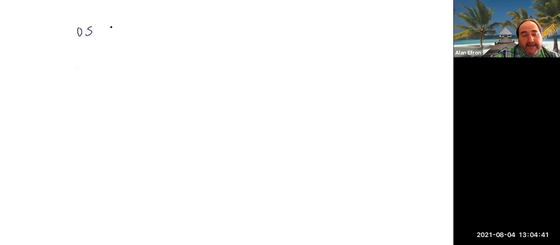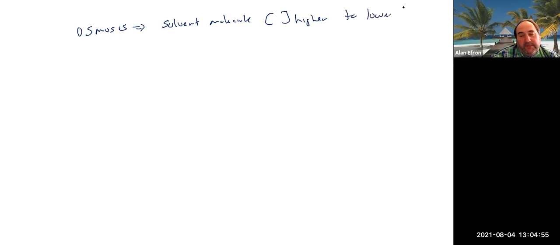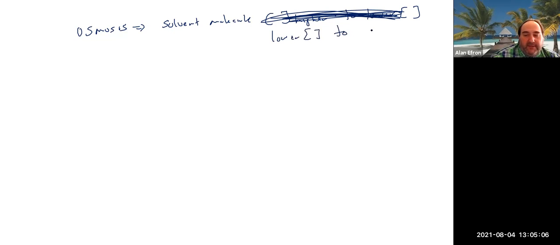We also talked about osmosis. Osmosis is the process where solvent molecules go from a lower concentration to a higher concentration. Actually, I just did that backwards. Let me say that one more time correctly. It goes from lower concentration to a higher concentration, sorry about that, in an effort to dilute down the higher concentration.